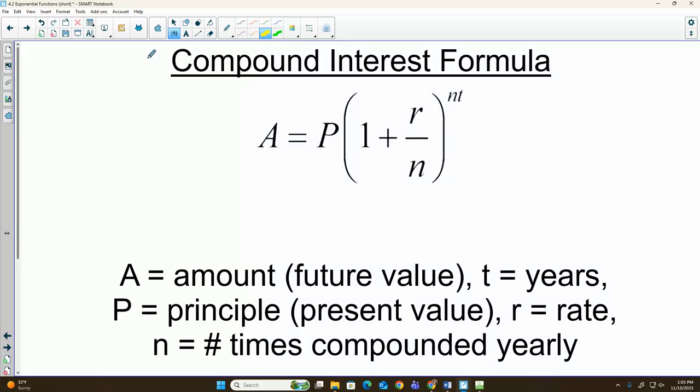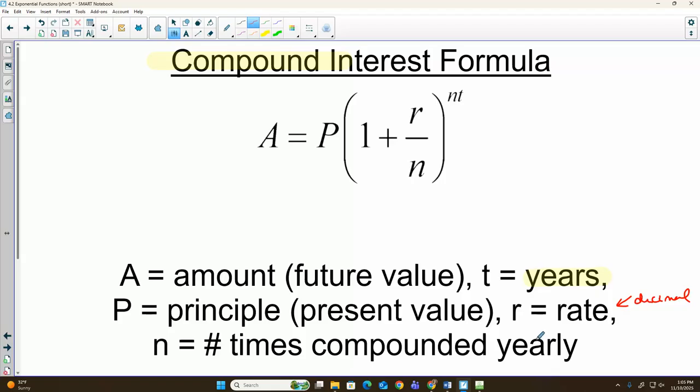Compound interest. I won't make you memorize the formulas, but I'm not going to tell you what they stand for. On any problem on a test or quiz involving these, I would give you the formulas. You have to know what the variables mean. So A is your ending amount, sometimes called future value. T is time in years. P is your principal or your starting amount, sometimes called present value. R is your rate. Your rate always has to be in decimal form. And N is how many times we're compounding per year.